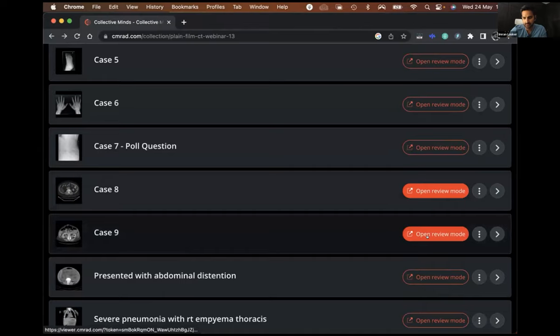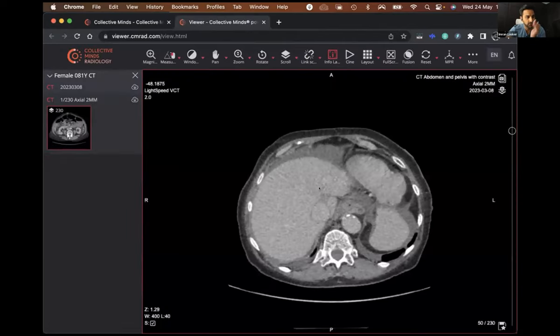Okay, so we're doing pretty well. I think we might be able to get through some of the contributed cases. Would it need a contrast enhanced study? No, it wouldn't. I don't think so.